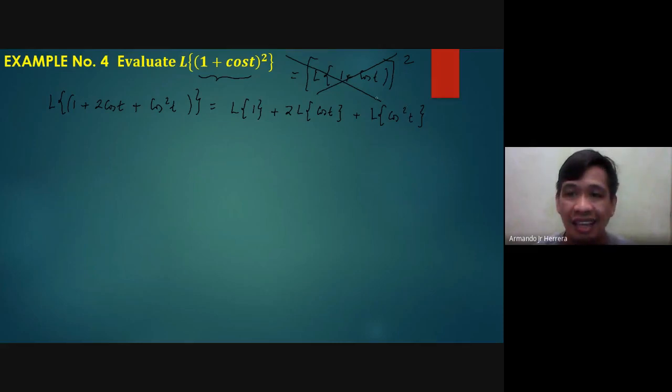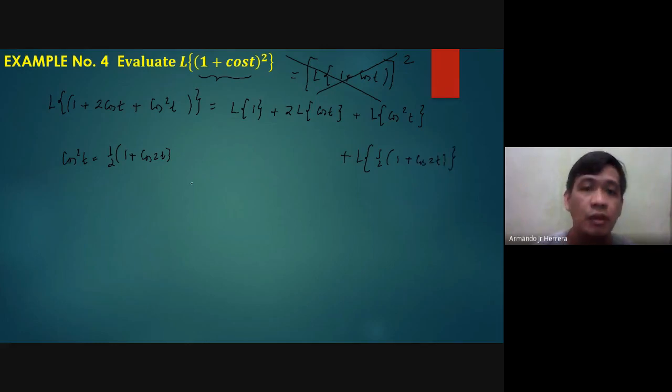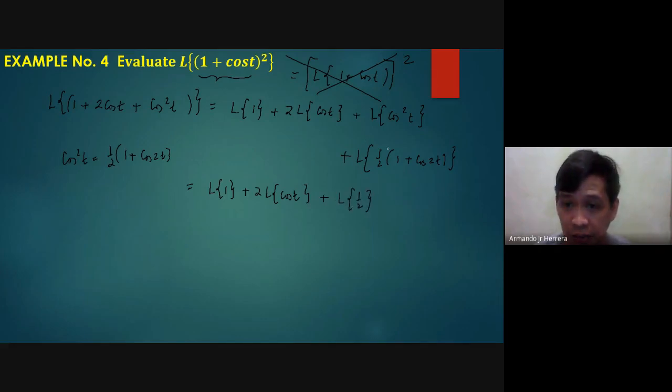So we are to use an identity para ma-solve natin ang Laplace transform ng cosine squared t. Since cosine squared t is equal to 1/2 times the quantity 1 plus cosine twice the angle, then we can replace cosine squared t as 1/2 quantity 1 plus cosine of 2t. Then we have the Laplace transform of 1 plus 2 Laplace transform of cosine of t plus the Laplace transform of 1/2, using linearity property naman dito, and then plus the Laplace transform of 1/2 cosine of 2t.